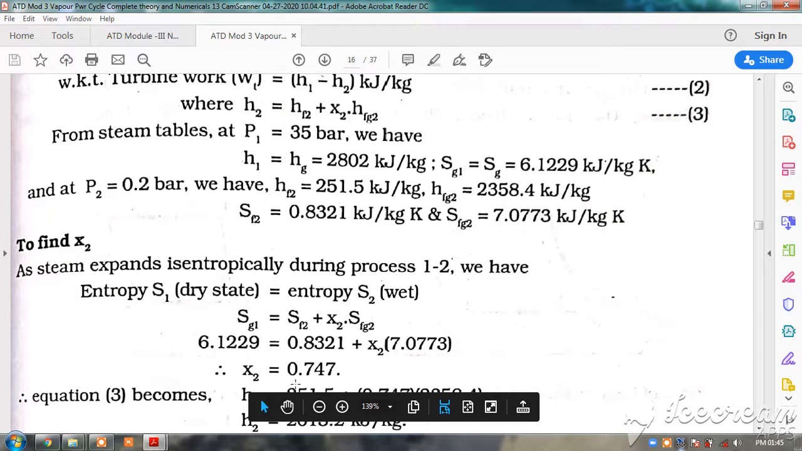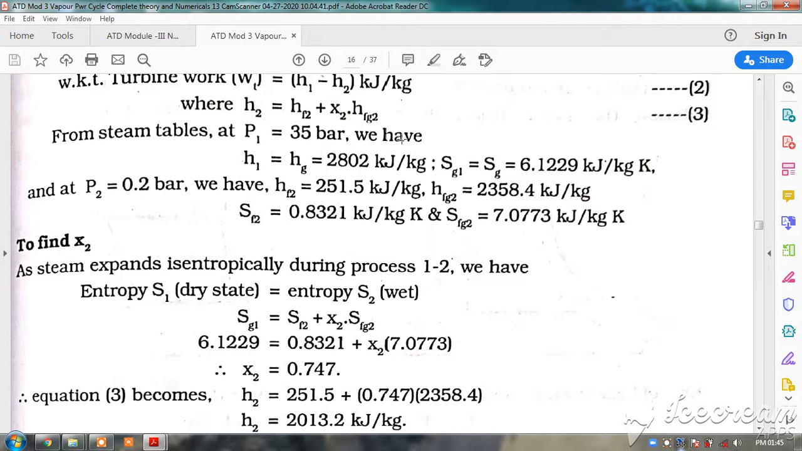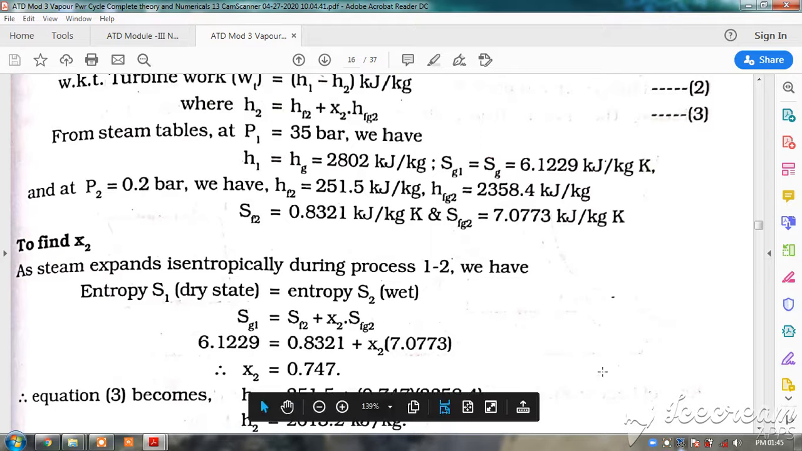Substituting the values, you find out X2 is equal to 0.747, and after calculating this X2, then you are coming to this equation, H2 is equal to HF2 plus X2 HFG2. Okay, from steam tables you know that at 35 bar Hg is equal to 2802. Here only gas conditions Hg and Sg is equal to 6.1229, and at P2 here we are going to find SF2 as well as HFG2 and SFG2. Okay, and substituting these values you will calculate this.